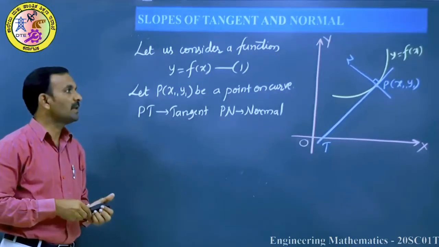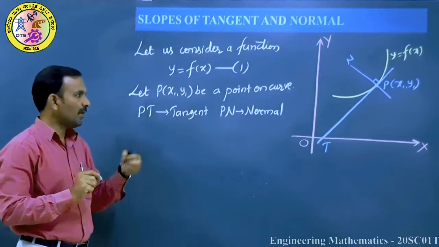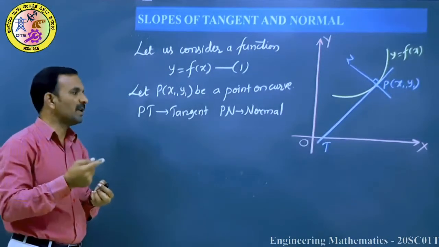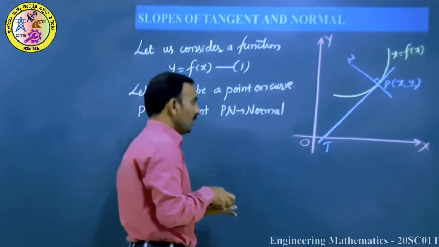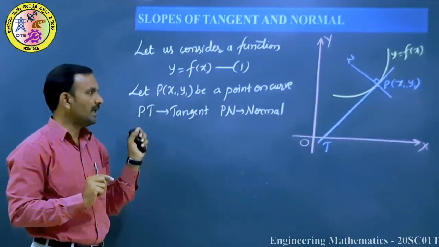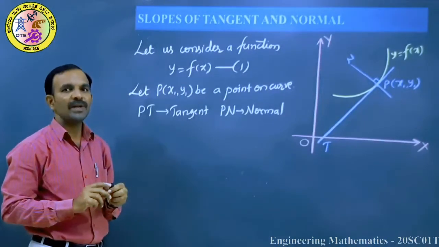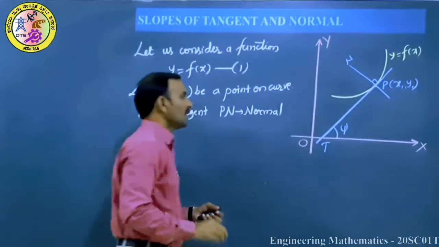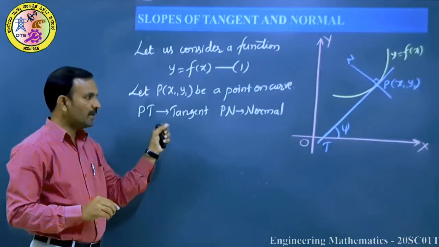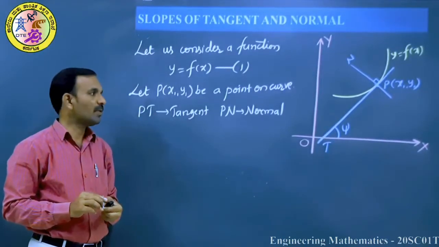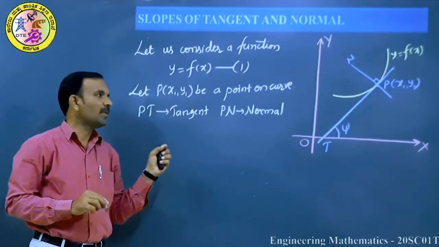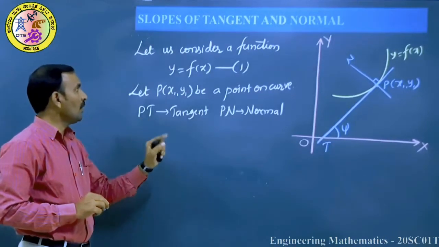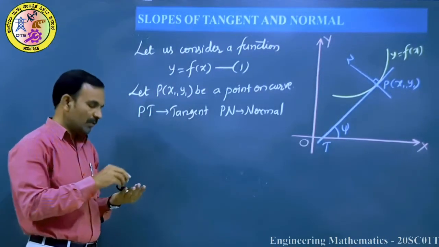In your second unit, that is straight line topics, you have studied that for every line you can find a slope. What is the slope? Slope is the tangent of inclination. What is the inclination? Inclination is the angle made by the line with the positive direction of x axis. If you take some angle psi, then the slope of tangent is equal to tan psi. And one can prove that the slope of tangent tan psi is also equal to the first order derivative.